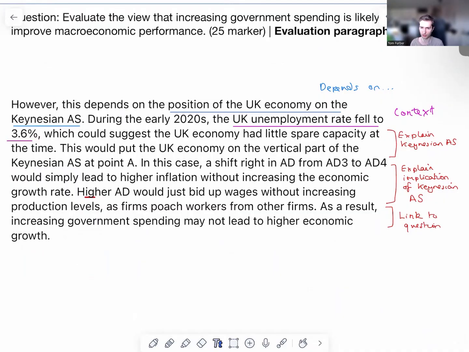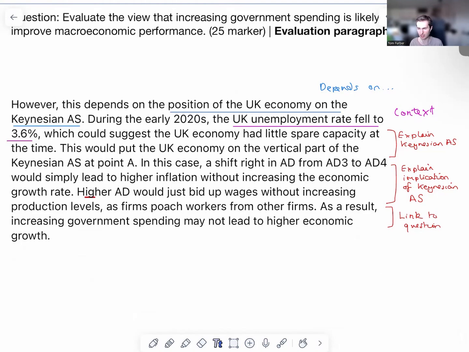During the early 2020s, the UK unemployment rate fell to 3.6%, which could suggest the UK economy had little spare capacity at the time. And that would put the UK economy on the vertical part of the Keynesian AS at that point A we discussed earlier. In this case, a shift right in AD from AD3 to AD4 would simply lead to higher inflation without increasing the economic growth rate. So we're explaining the implication of the Keynesian aggregate supply curve for the point in the question.